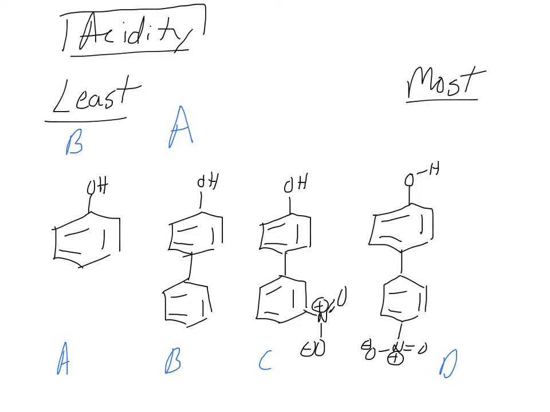Everybody see that though? Think about it, this is electron donating. You're pushing electrons in. That's not going to make this bond more polar, because we're talking about how delta plus the H is. I want to be pulling electrons away from H. I don't want to be pushing electrons towards it. So the more electron donating the group, the less acidic it'll be.